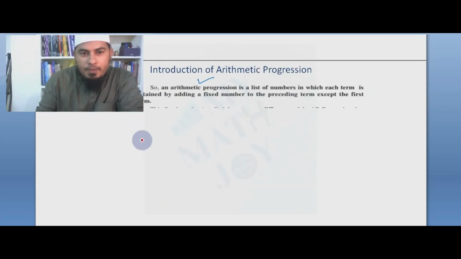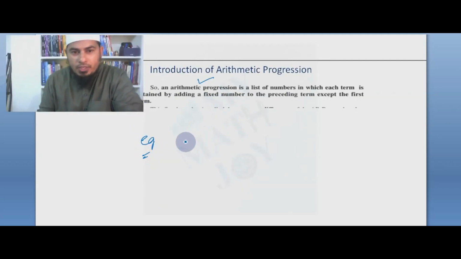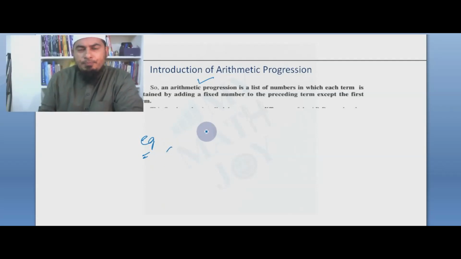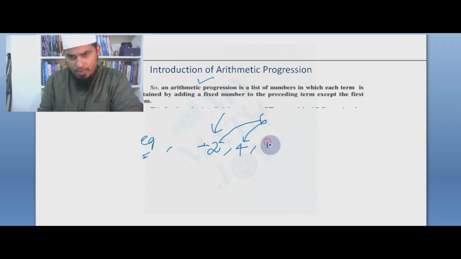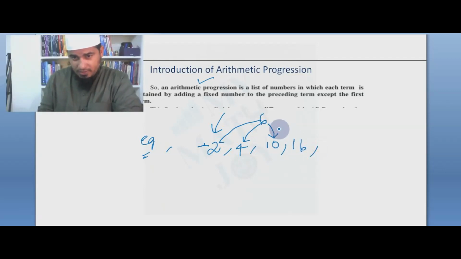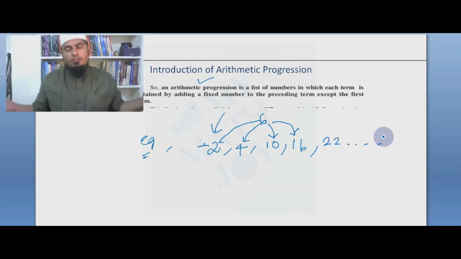For example, if we want to make an arithmetic progression, fix a number. Let us fix -2. This is my starting number. I want to add a fixed number every time. Let us say I add 6 to this one. What do I get here? 4. Then I add 6 to this 4, I get 10. I add 6 to 10, I get 16. Adding 6 again to 16, 22, and so on. I got a list of numbers obtained by the definition of arithmetic progression.